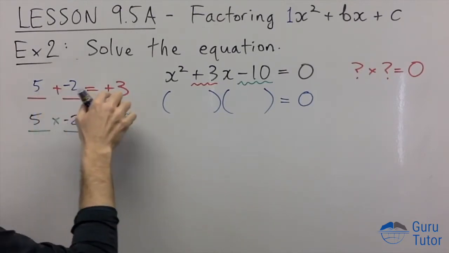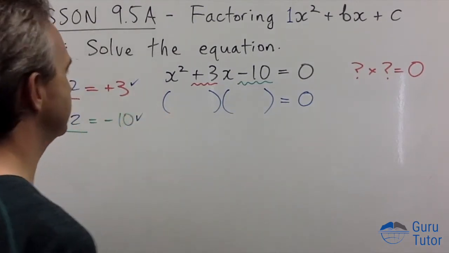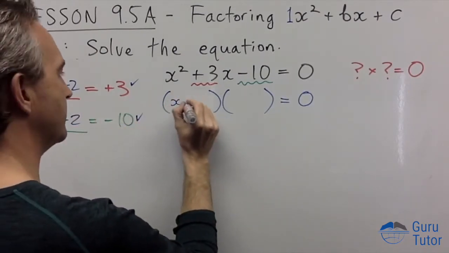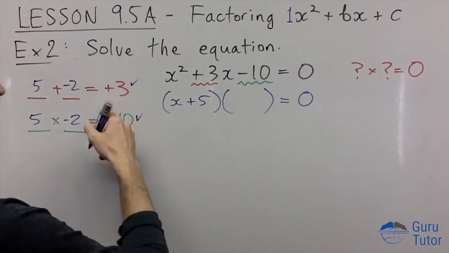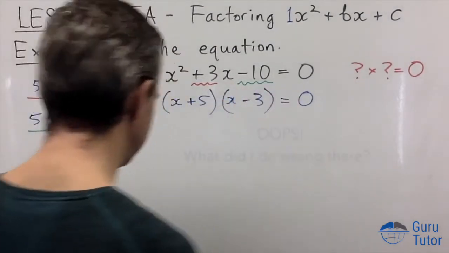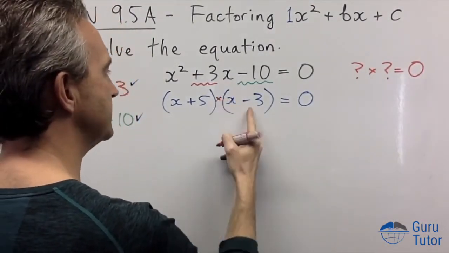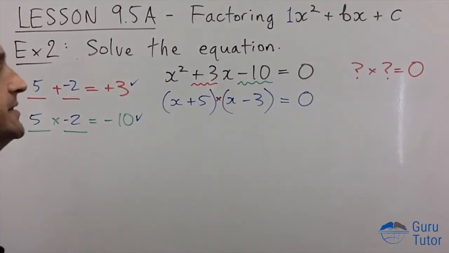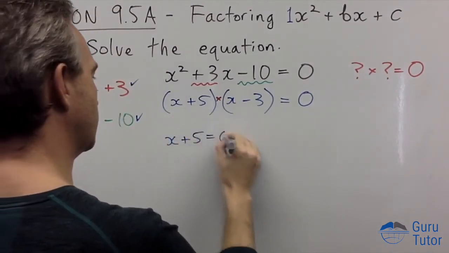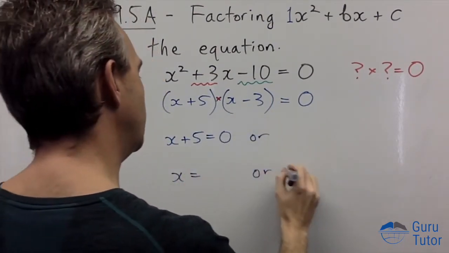Let's check it. 5 plus negative 2 equals plus 3? Yes. 5 times negative 2 is negative 10? Yes. We got them. So the left side is now x plus 5 times x minus 2 equals 0. And now we have our zero product property. Something times something equals 0, which means our next step, this must be 0 or something else, x equals or, and we're going to get two answers.